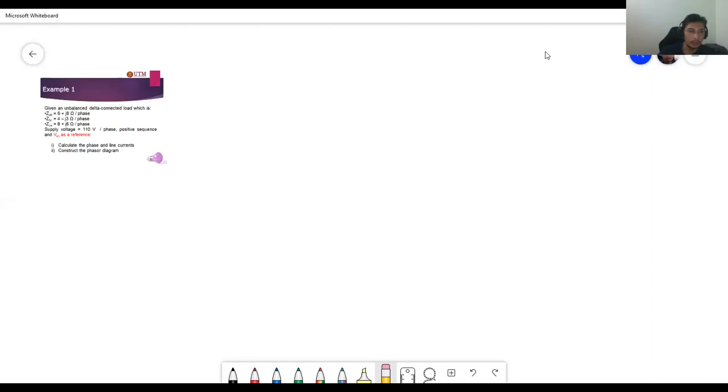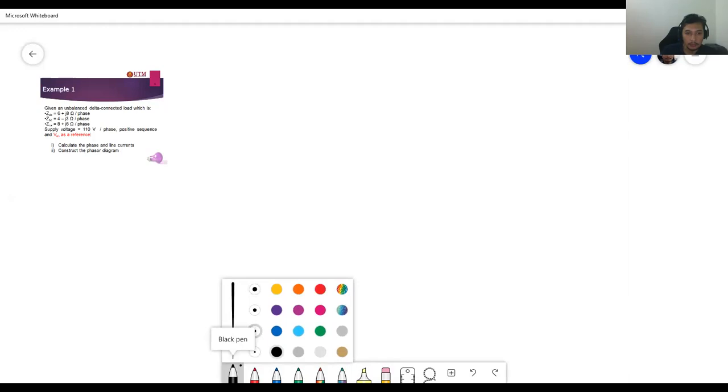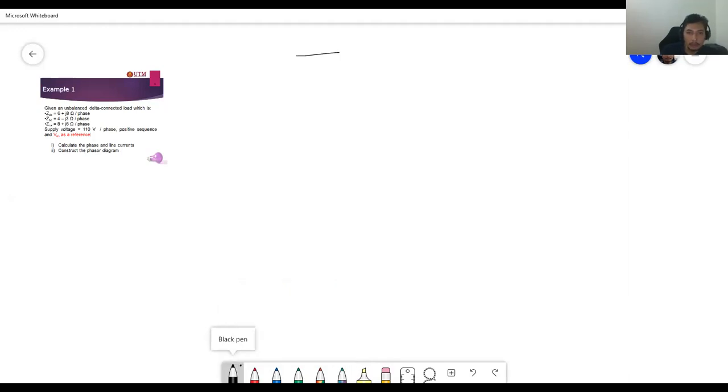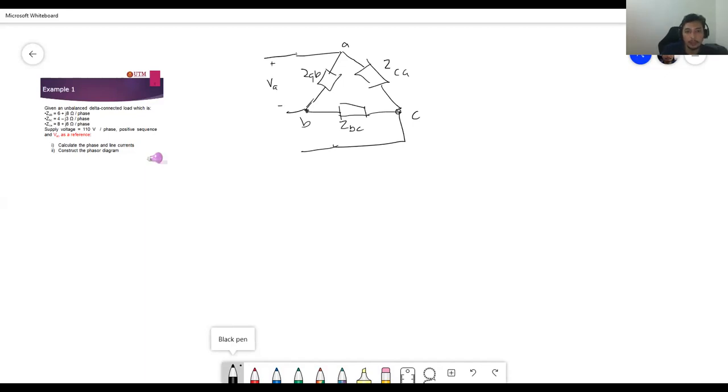So I'm using Microsoft Whiteboard. Okay, so this is delta connected. So we have this one, A, then you have your ZAB. Then we have this one, which I put as B, and this one as C. So this one is ZAB, ZCA, and this one ZBC. And we know that this voltage is VAB.